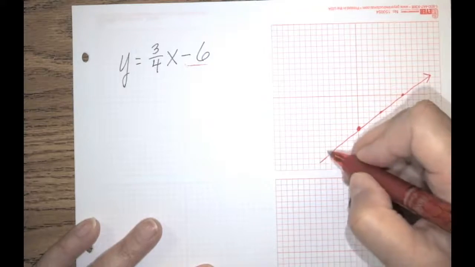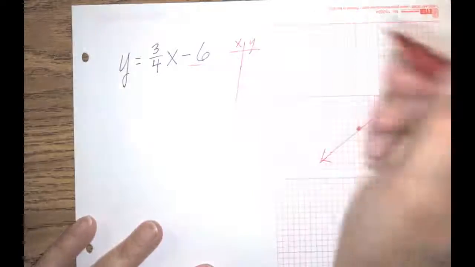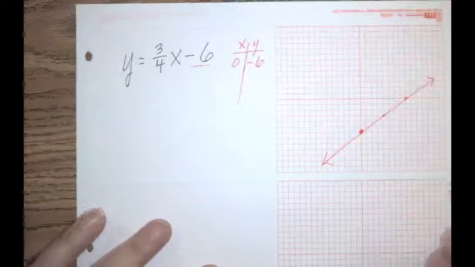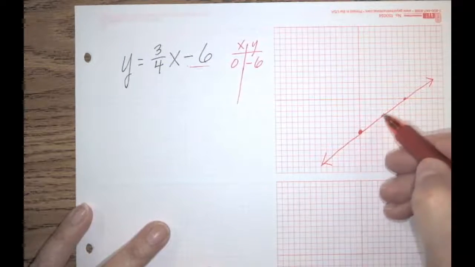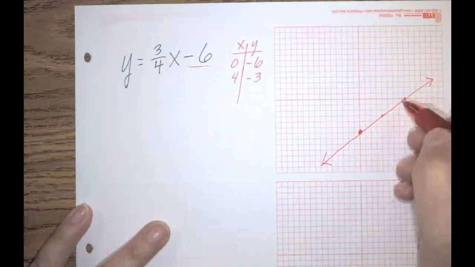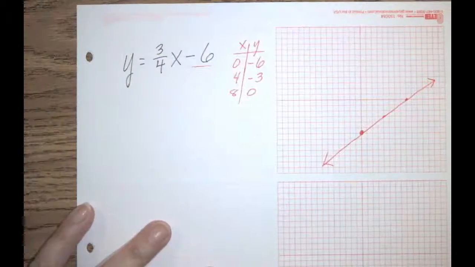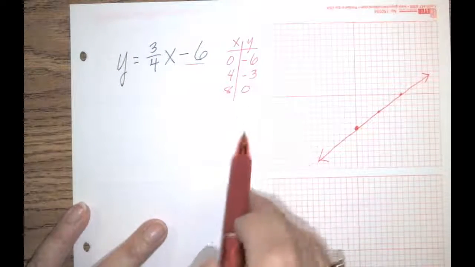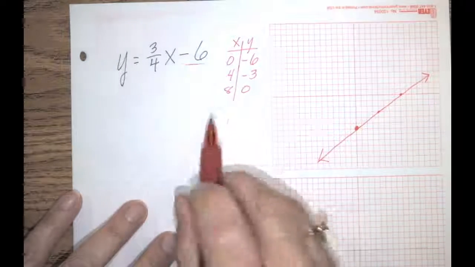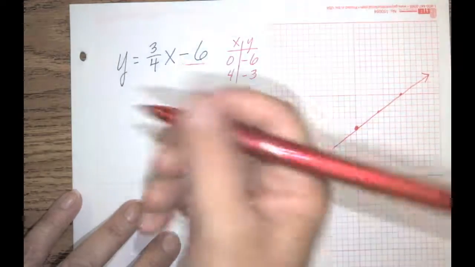So I could look and see that, obviously, let's make a chart of values. Obviously the point 0, -6 is on there because that's the y-intercept. If I counted, I could see that the point 4, -3 was on there. And what is that? 8, 0. So there's an infinite number of these, I could never list all the points. But instead of drawing the line and counting, I could find them by substituting.